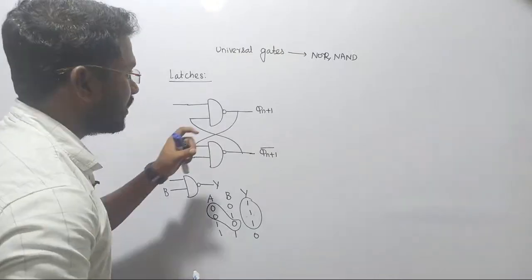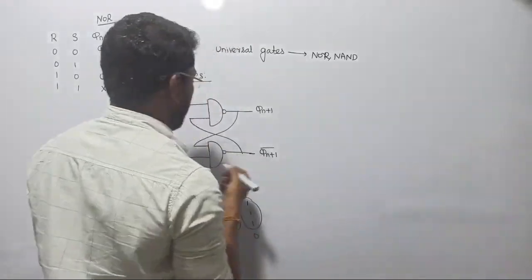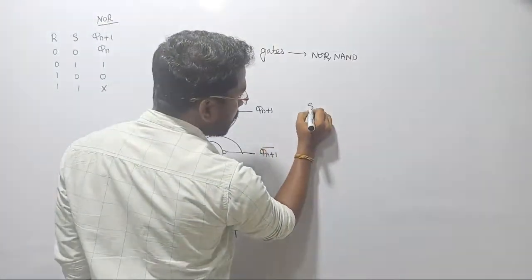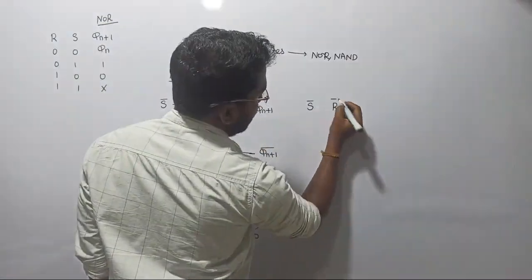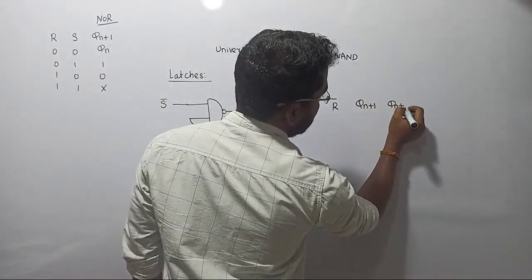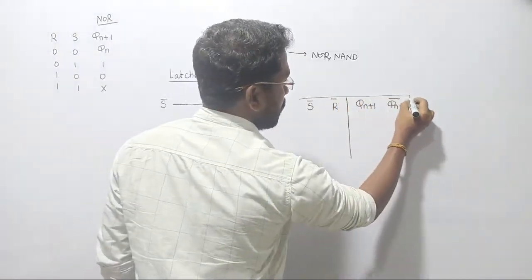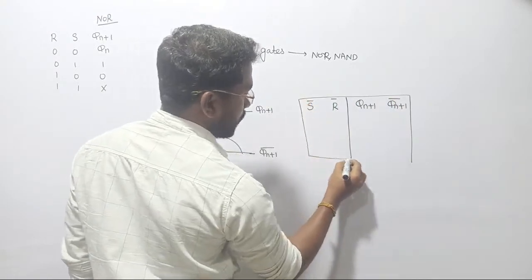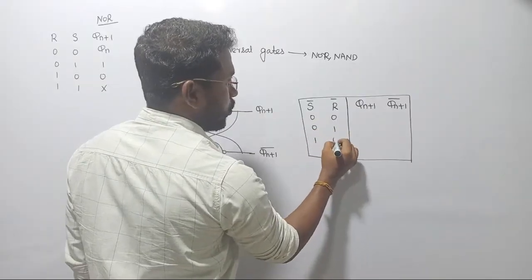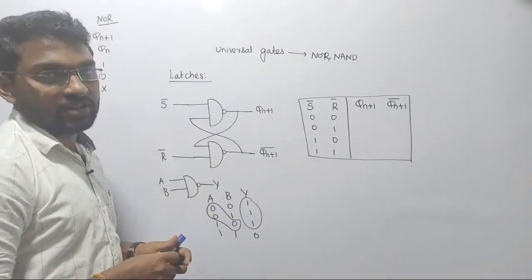So with this realization, let's start our journey with the latches, right? In latches we are going to consider S bar and R bar, and in the output side we are going to get Qn plus 1 and Qn plus 1 bar. Clear? Now let us close this circuit. There are 4 combinations 0 0, 0 1, 1 0, 1 1. Totally we have 4 possible combinations. Let us see their corresponding possible outputs, right?